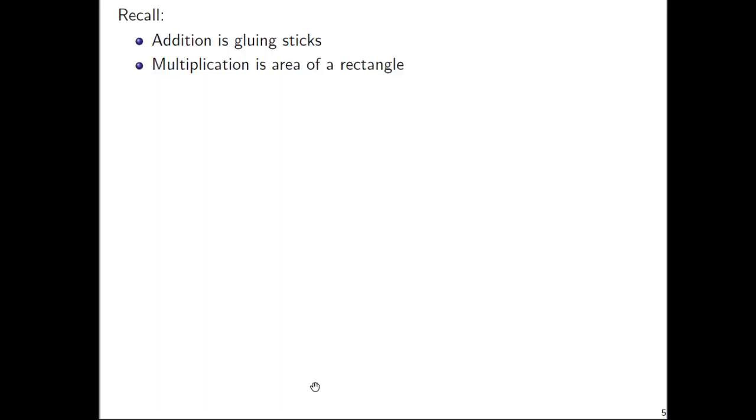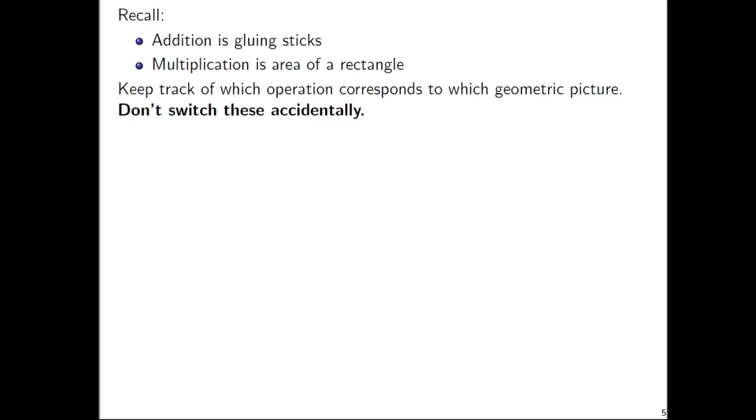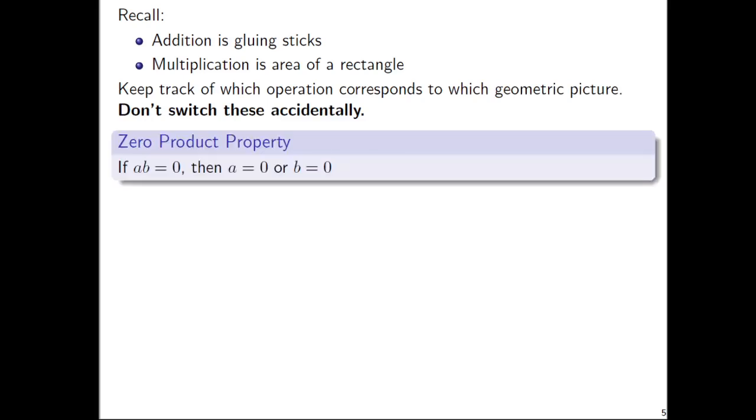Okay, recall that addition is gluing sticks and multiplication is the area of a rectangle. This becomes very important over the next 3 days, especially. So let's keep track of which operation corresponds to which geometric picture. Don't accidentally switch these. That is going to cause a lot of problems. So let's talk about this new technique called the zero product property.